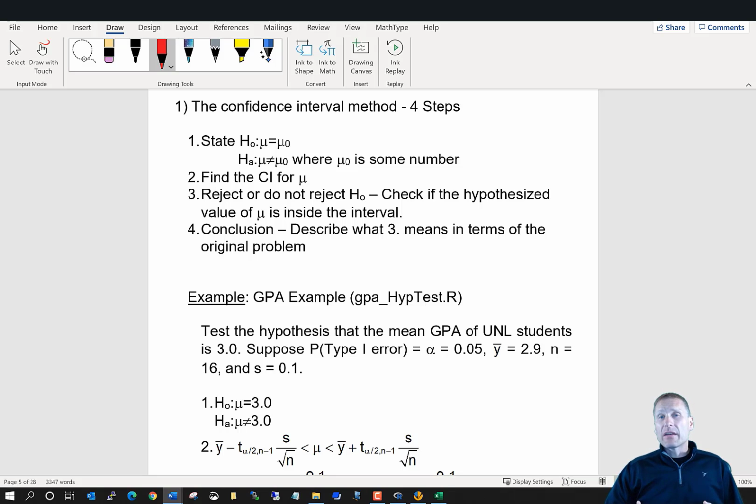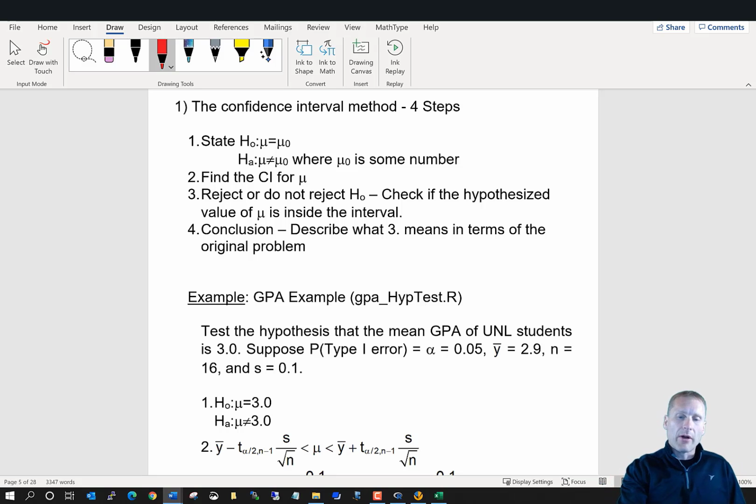I do that because it makes you think in an organized manner. I need to do this, this, this, and this in order to complete my hypothesis test. So again, you need to label the steps. If I don't see labels there, unfortunately, I will take off points.